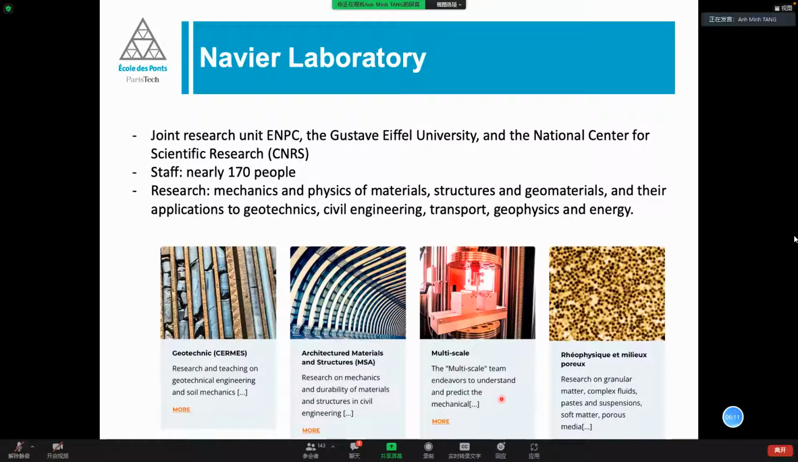In this team, we work on different scales of the material, of the structure, and try to see how these different scales can interact between them. And we have the fourth team on geophysics and porous media. In this team, the research is on granular materials, complex fluids, paste and suspension, soft matter, porous media.